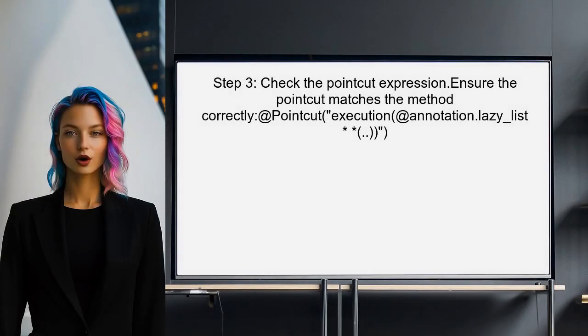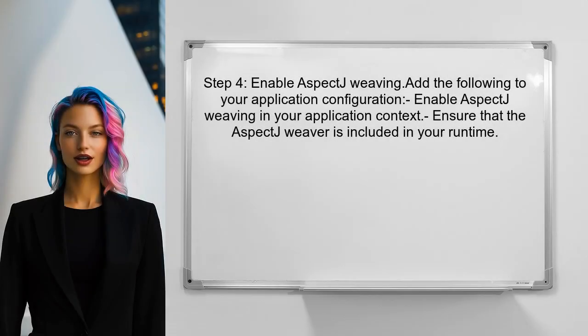Now the user should check the pointcut expression in their AspectJ class. It must match the method signature correctly to trigger the advice. Finally, the user should ensure that the AspectJ weaving is enabled. This can be done by configuring the AspectJ weaver in the application settings.